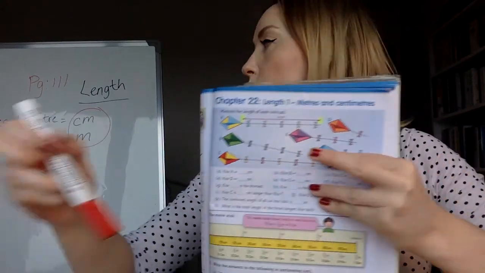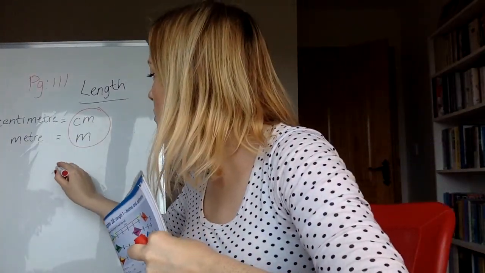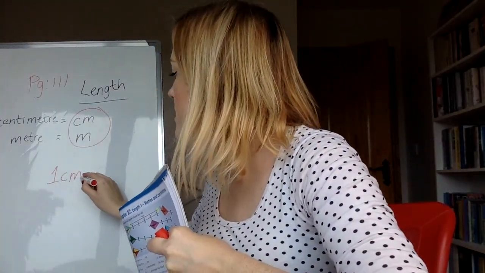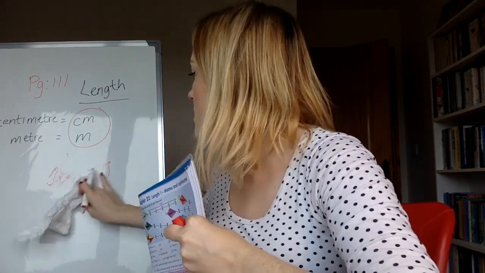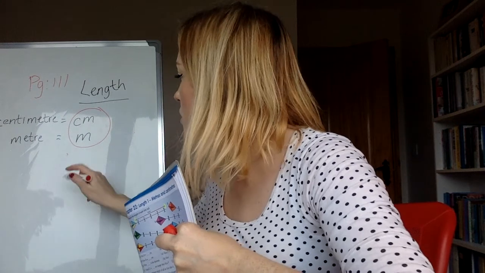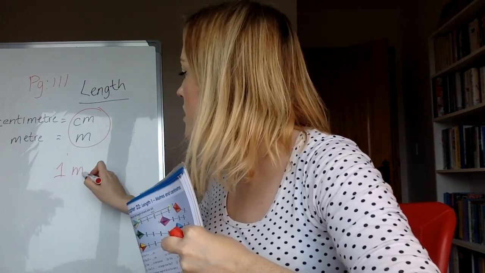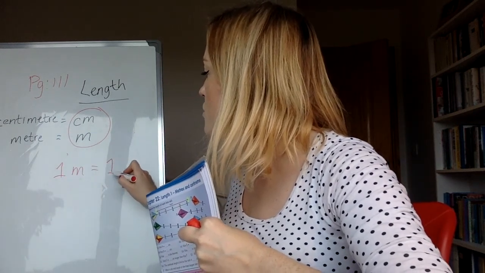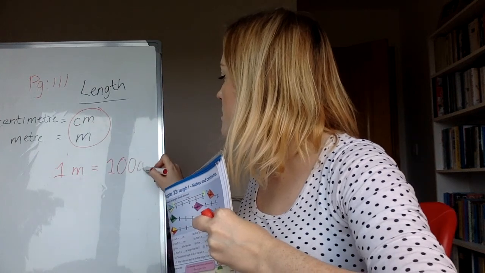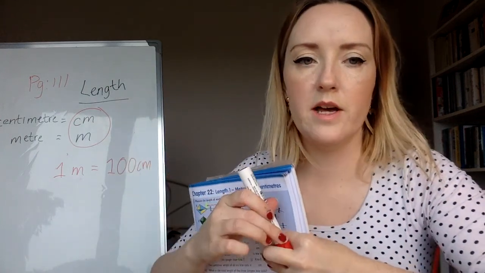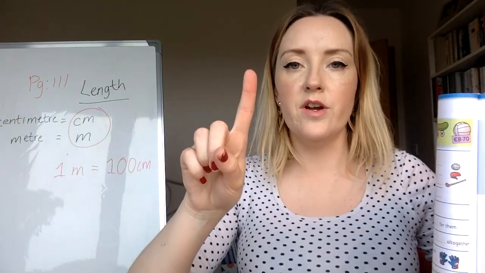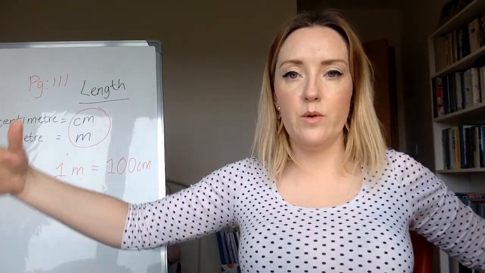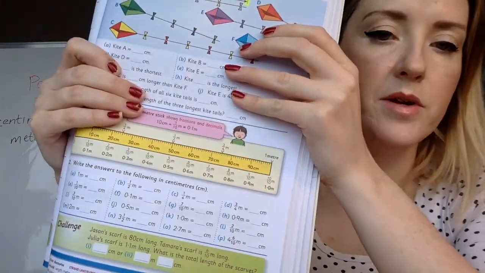So 1 metre is always equal to 100 centimetres. Okay? So the 1 centimetre, the wide one, remember, is our fingertip. 100 of these is going to equal to 1 metre. Okay? So that's the metre stick.